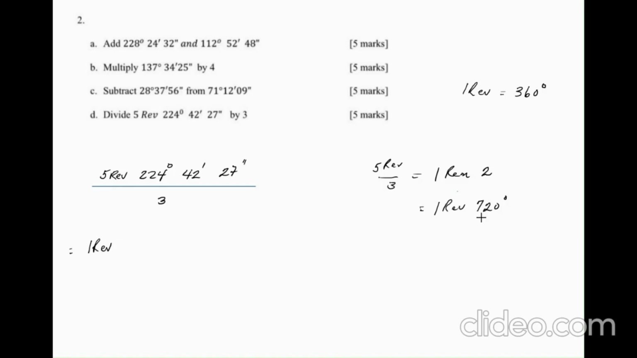And now I have 720 degrees left over. So what I'll have to do now is add that 720 degrees to what I already have here, which is 224. And then I'll divide that by 3. So that becomes 944 degrees divided by 3.